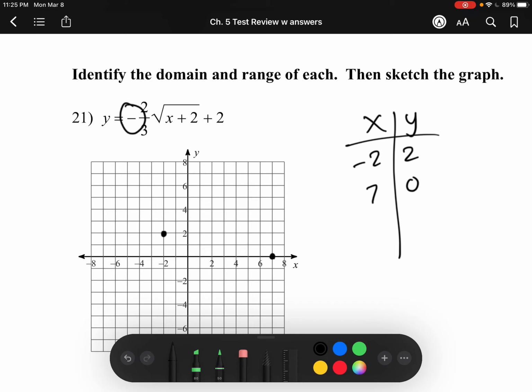So you see this negative causes a reflection across the x-axis. This 2/3 causes a vertical compression. This plus 2 causes our graph to shift left 2 units. And then this causes our graph to shift up 2 units. So we're just going to go ahead and connect the 2 points. So our graph is going to look something like that.